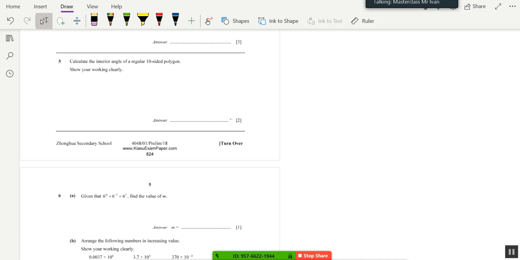Number 5. Sum of interior angle, Jerome. N minus 2 times 180. Well done. N minus 2 times 180 degree. Sum of exterior angle is 360 over N. That's 360 only. Okay? 360 over N is one of them. This is called sum.